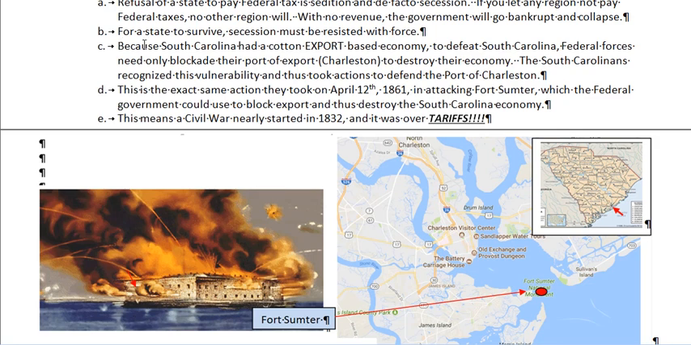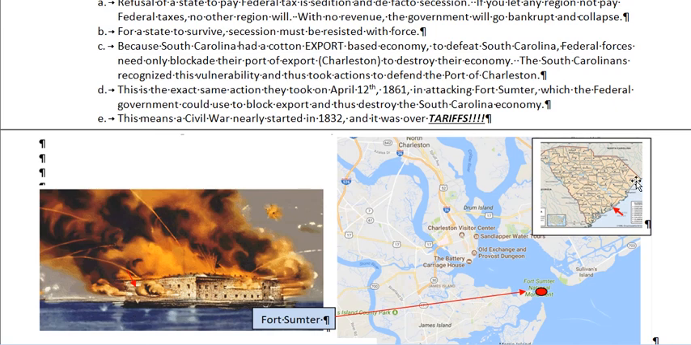For a state to survive, secession must be resisted with force. All right, you can't let them. Right. You got to stop this because South Carolina had a cotton export-based economy. To defeat South Carolina, federal forces need only blockade their port of export, Charleston, to destroy their economy. Right. So South Carolina saying, "Hey, we're not paying it. We're going to go independent here." Right. And the federal government says, "Oh, no, you're not."